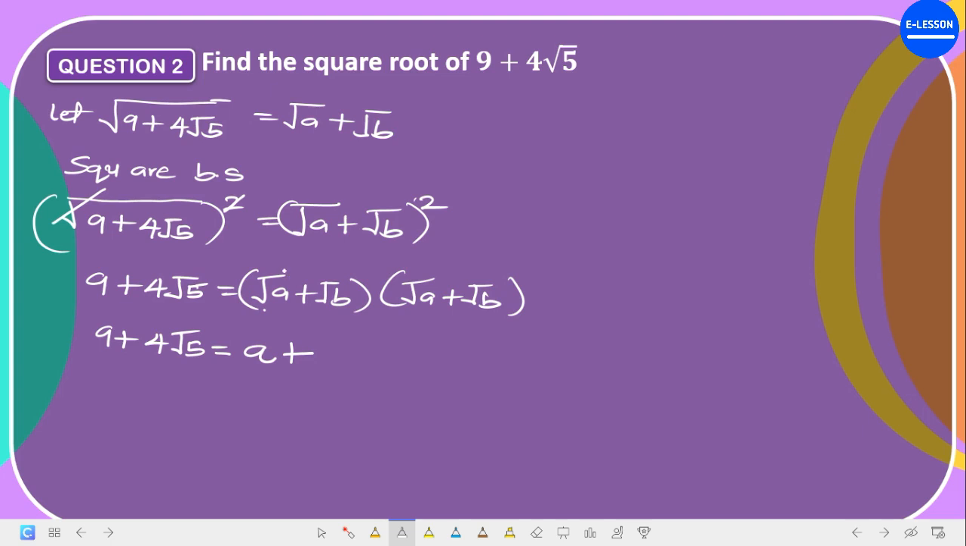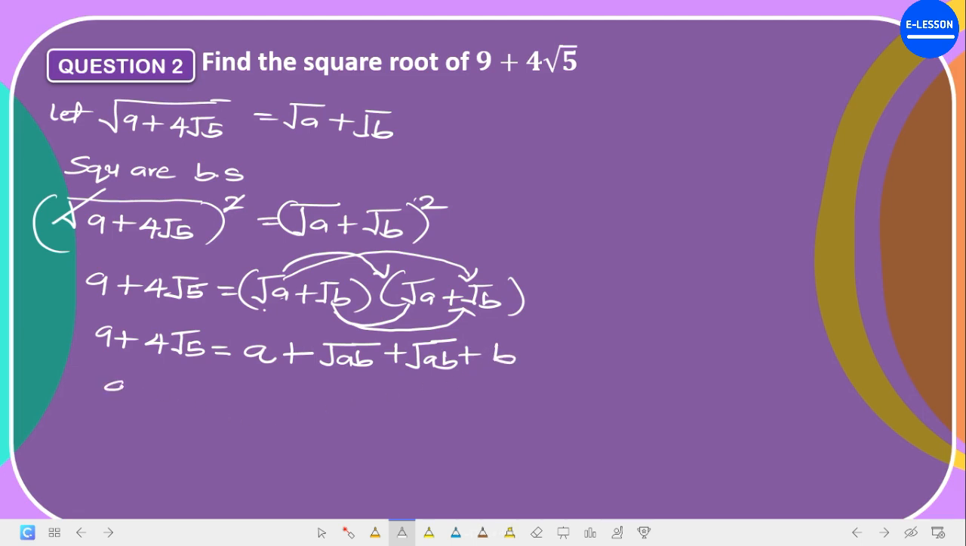Now first of all, we use this one to multiply this. We are not going to use root A now to multiply this. So root A times root B will give you root AB, plus root B times root A will give us root AB, plus root B times root B. Root B times root B will be B.